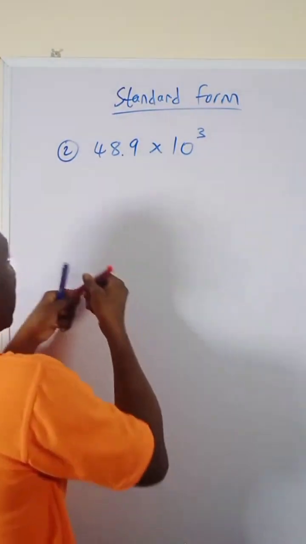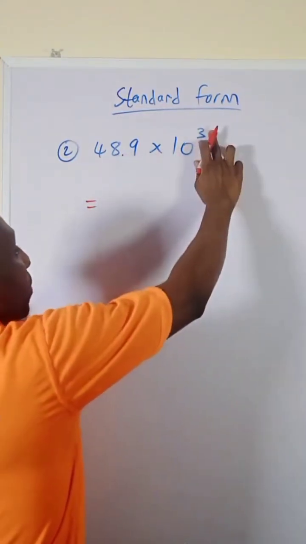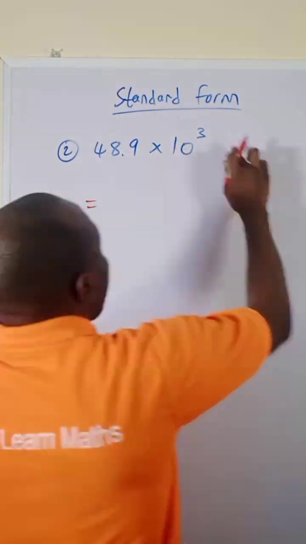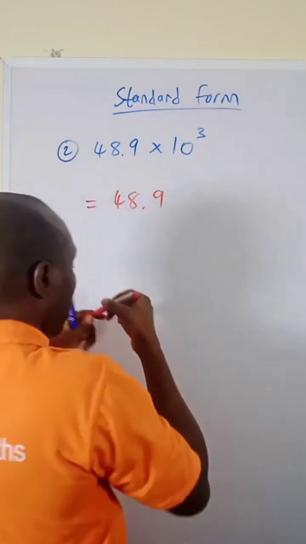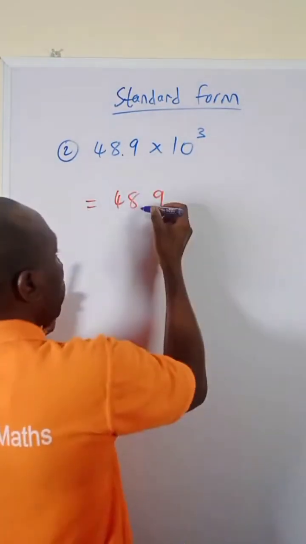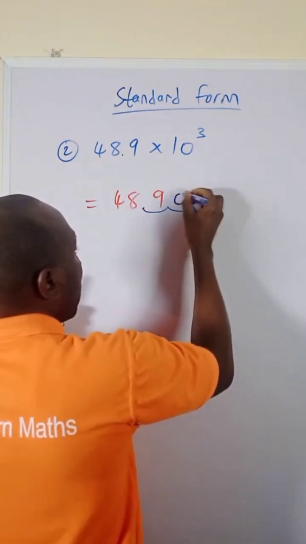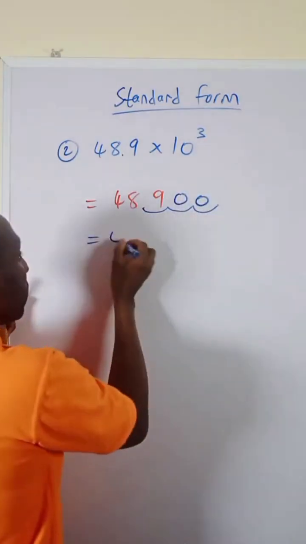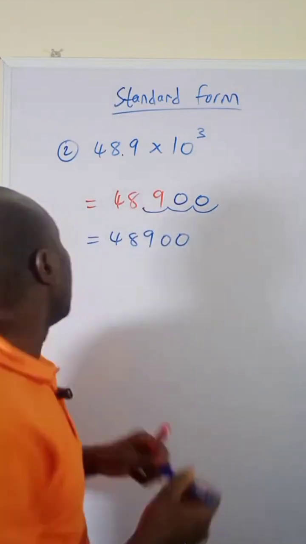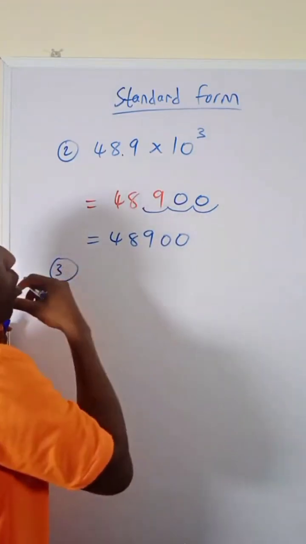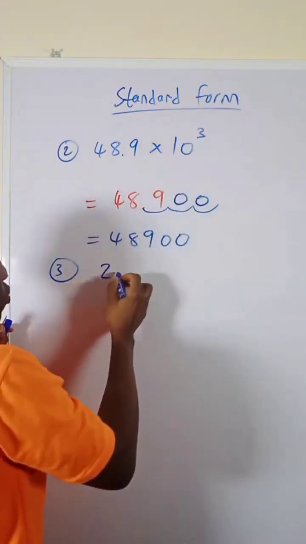Okay, so let's do this, guys. This will be equal to what? This is the decimal point here, raised to power 3. It means shift the decimal point to the right 3 times. So we are going to have it shifted like this. From here you do 1, 2, 3. There are 2 empty spaces. Put zeros there. So this is 48900. All right. Let's look at one more example where you have a positive integer like this.